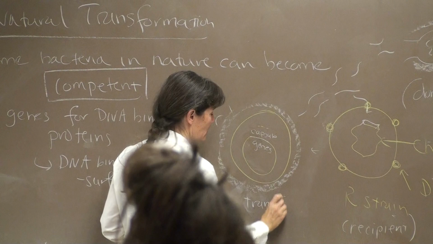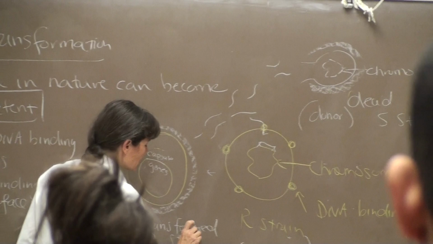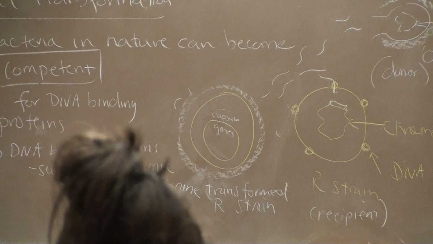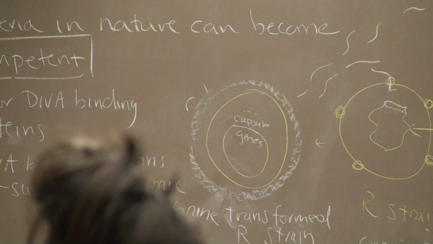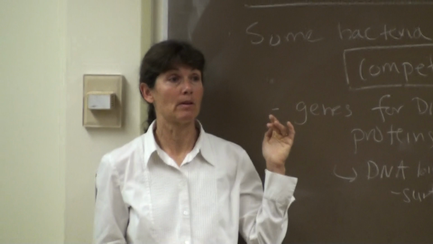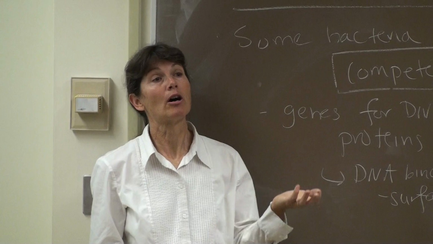So it turns out in nature, for a bacterium to become naturally competent, they must have the genes for these DNA binding proteins. And what microbiologists have discovered is that the genes for these DNA binding proteins are usually expressed only in a certain phase of the bacterial growth curve. And very often, for example, it's during log phase or exponential phase. So the phase of growth is also important.